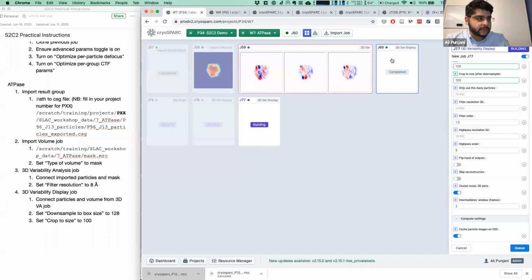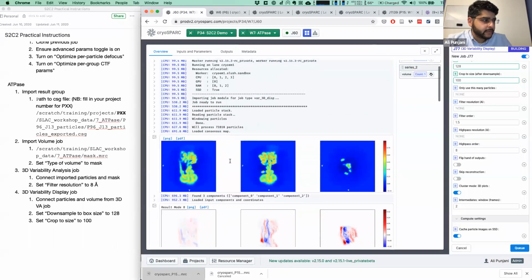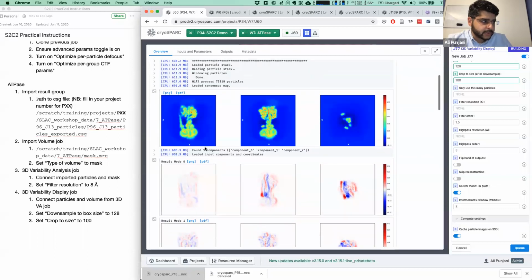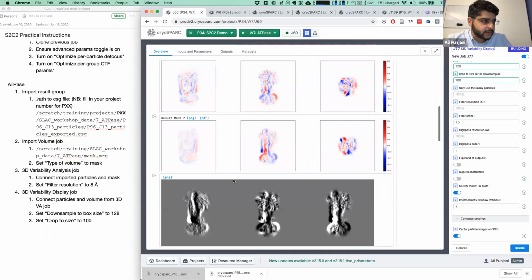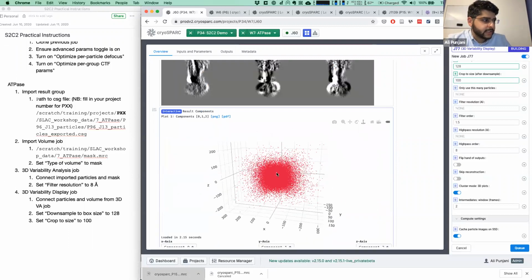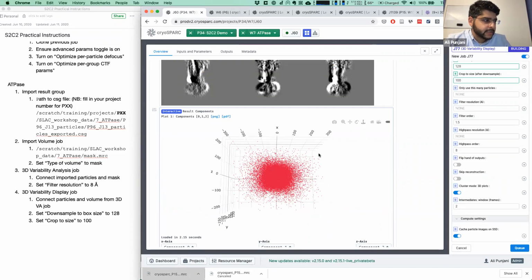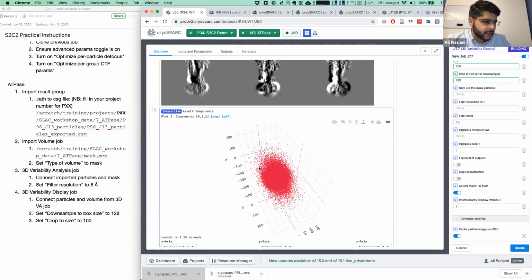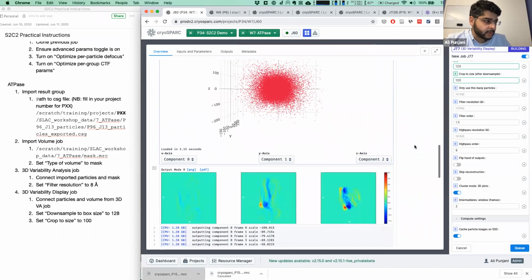Now I've already done that, so I have this 3D variability display job present here. When you open up the 3D variability display job, it again reports the images of the consensus structure and the 3 variability components that were solved, and an interactive plot that allows you to browse through the actual Z values, those latent coordinates, to see if there are any patterns or anything present that you might want to investigate. In this case, we can see there isn't really any clustering, and maybe what we're looking at is actually just continuous flexibility, and we'll find out exactly what we're looking at in a minute.